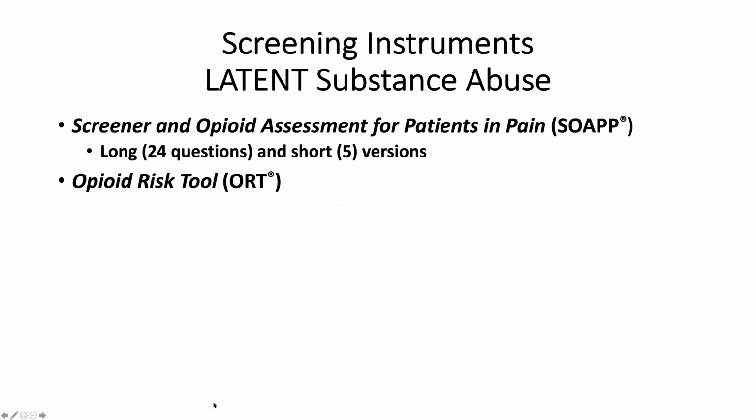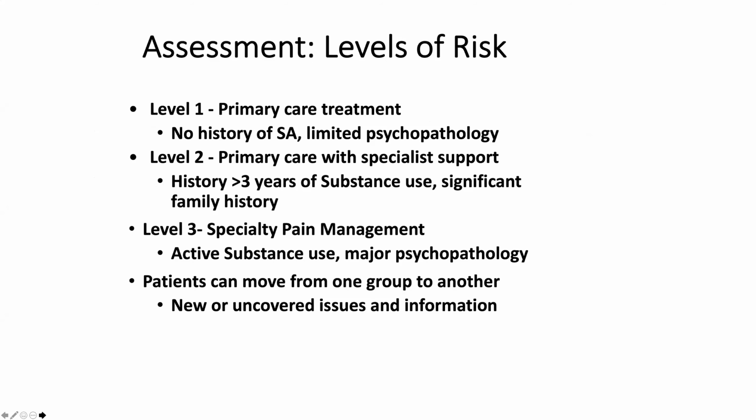As was mentioned by some of you this afternoon, you have the Screener and Opioid Assessment for Patients in Pain, the SOAP, which is the long version. I think it's 24 questions, and they have various short versions. And then the Opioid Risk Tool: anyone who is going to be prescribed an opioid for any reason needs an evaluation just to see what the risk is. The problem in US medicine has been time.